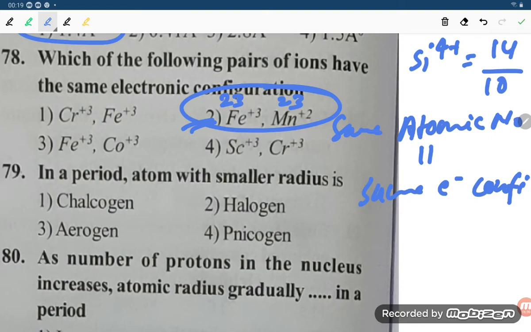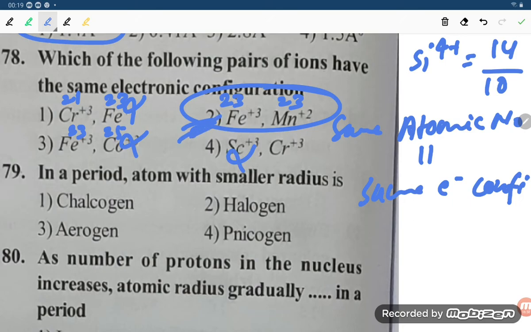Chromium is how much? Chromium is 24 minus 3, that is 21. And this is Fe3+, that is 26 minus 3, 23. So this is not correct. Fe3+ is 23, Co3+ is 24. These all are wrong, student. Correct option is option number 2.